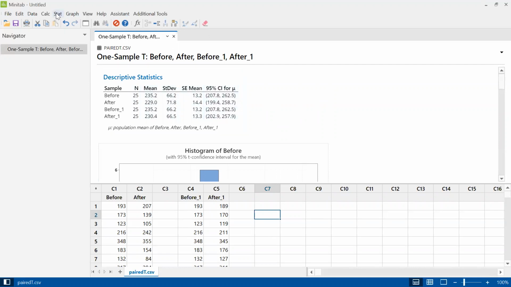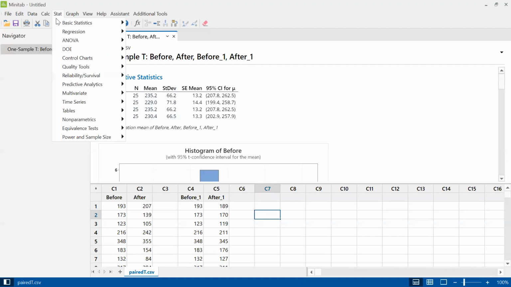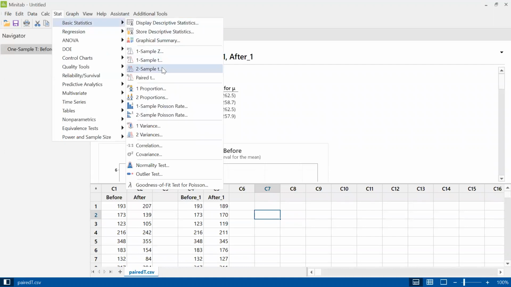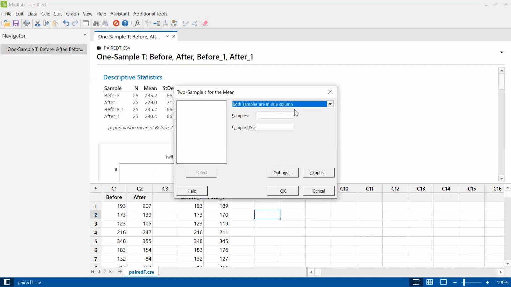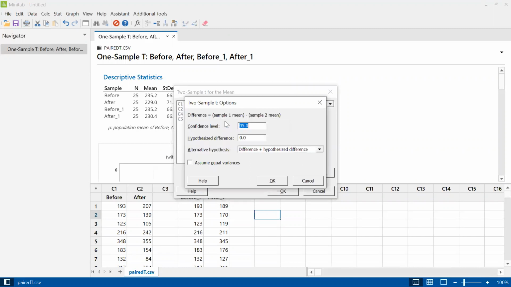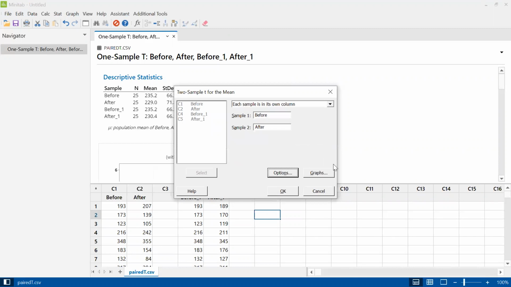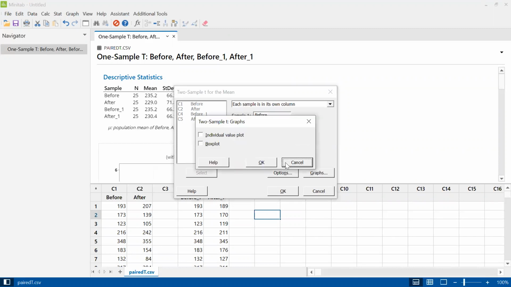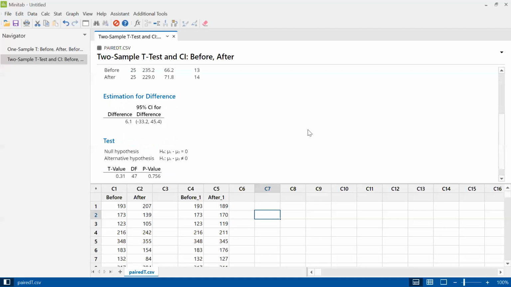All right, let's run the two sample t-test comparing the groups. So this is not acknowledging any connection between the two groups. So each sample has its own column. We'll do the before and after first version. And that is the hypothesis test I want to run. And do we want a graph? No, we don't want the graph. Okay, so we'll hit OK, see what we get.